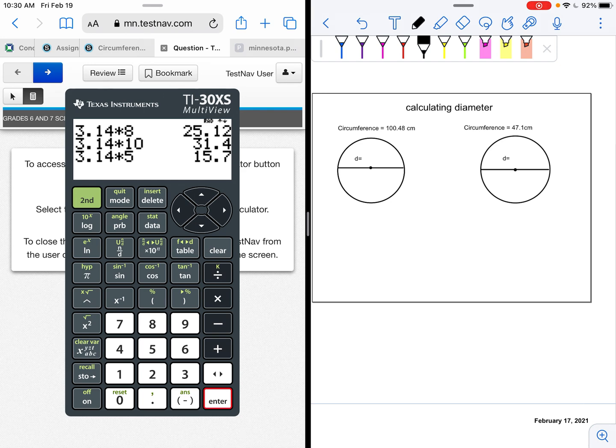Okay, so now we're going to work backwards. So we're going to be doing some solving equations. I know my circumference and I'm looking for my diameter. So we're going to work backwards here. So remember, circumference is diameter times pi.